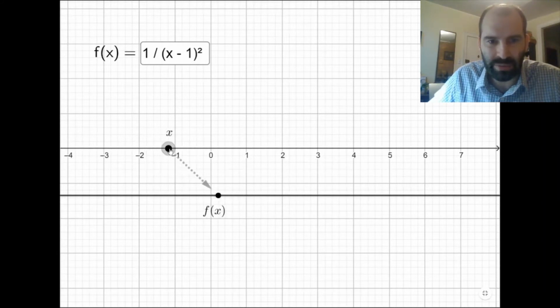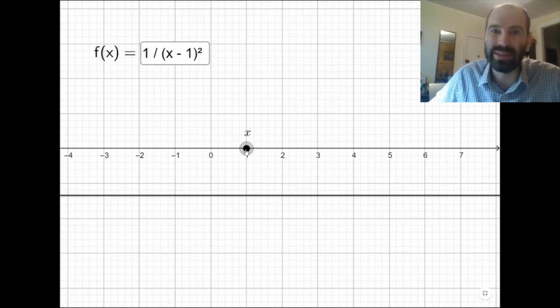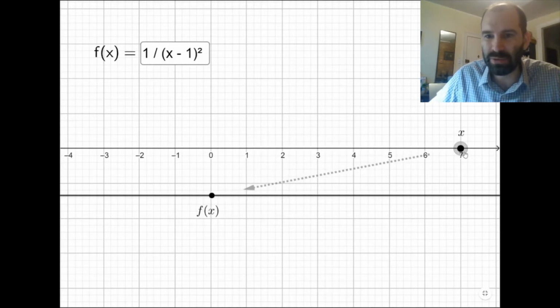This is fine. I'm getting f of x. But then look what happens when I get near 1. Boom! It's gone. F of x is gone. Why is that? Because 1 isn't in the domain. There is no f of x. But as soon as I go past 1, f of x is in the domain. So I can see different values of x give me different values for f of x.